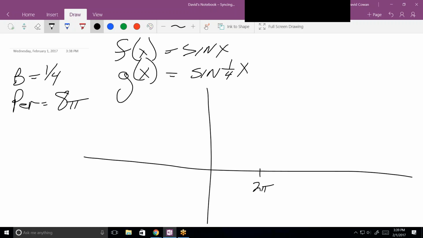I'm going to draw the sine curve between that. And then since the period is 8 pi, I'm going to go out here to 8 pi. What's the next step? Quartering it or halving it, so it'd be 4 pi. And then quartering it would be 2 pi and 6 pi.